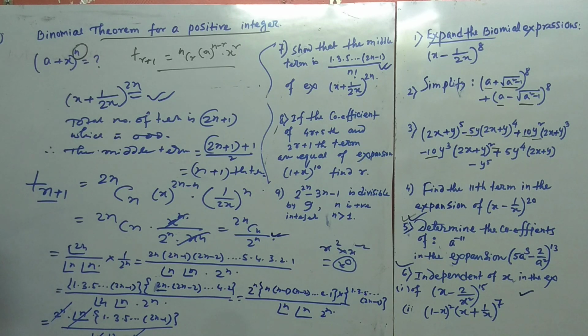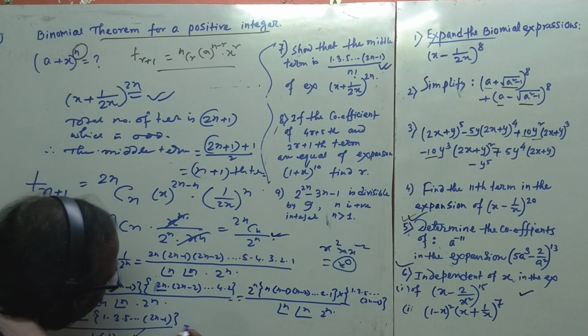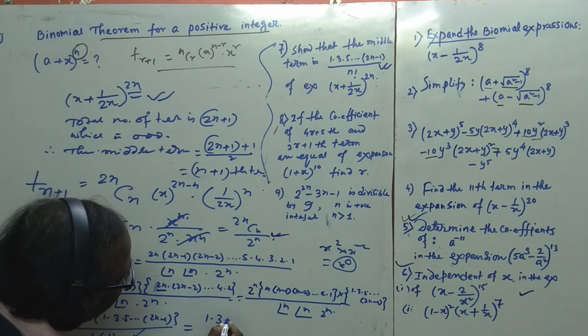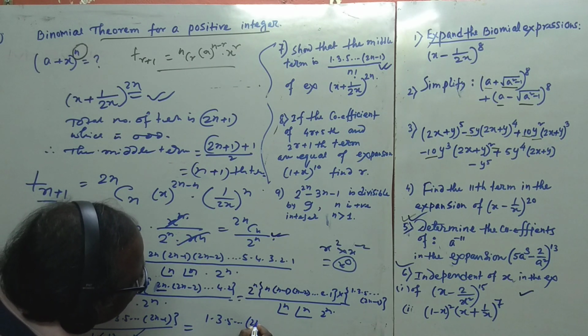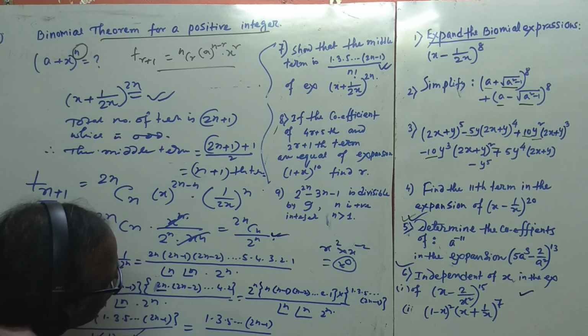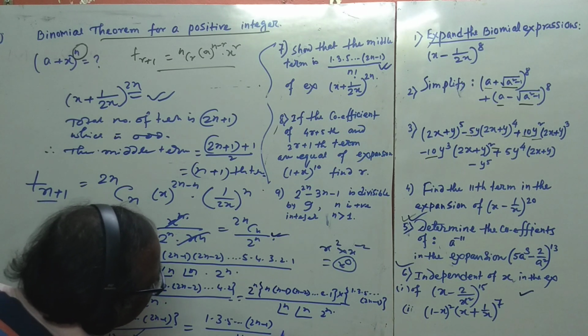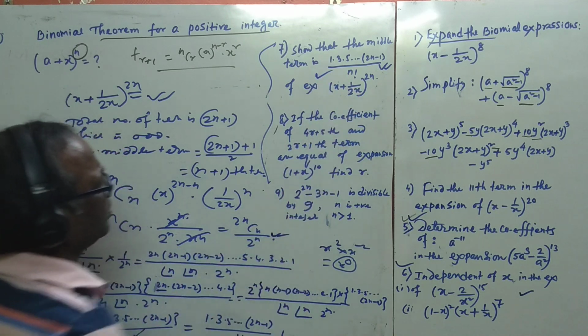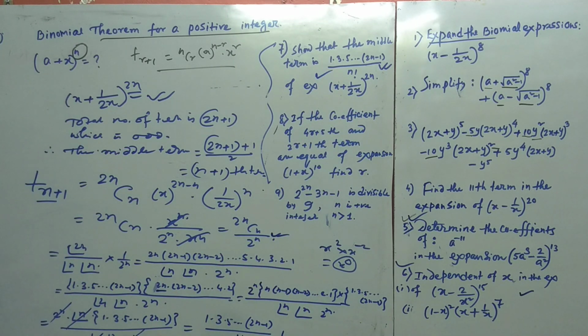Okay, these are cancelled, and that is equal to 1, 3, 5, ... 2n minus 1, whole divided by factorial n. This is your answer. See the solution again clearly.